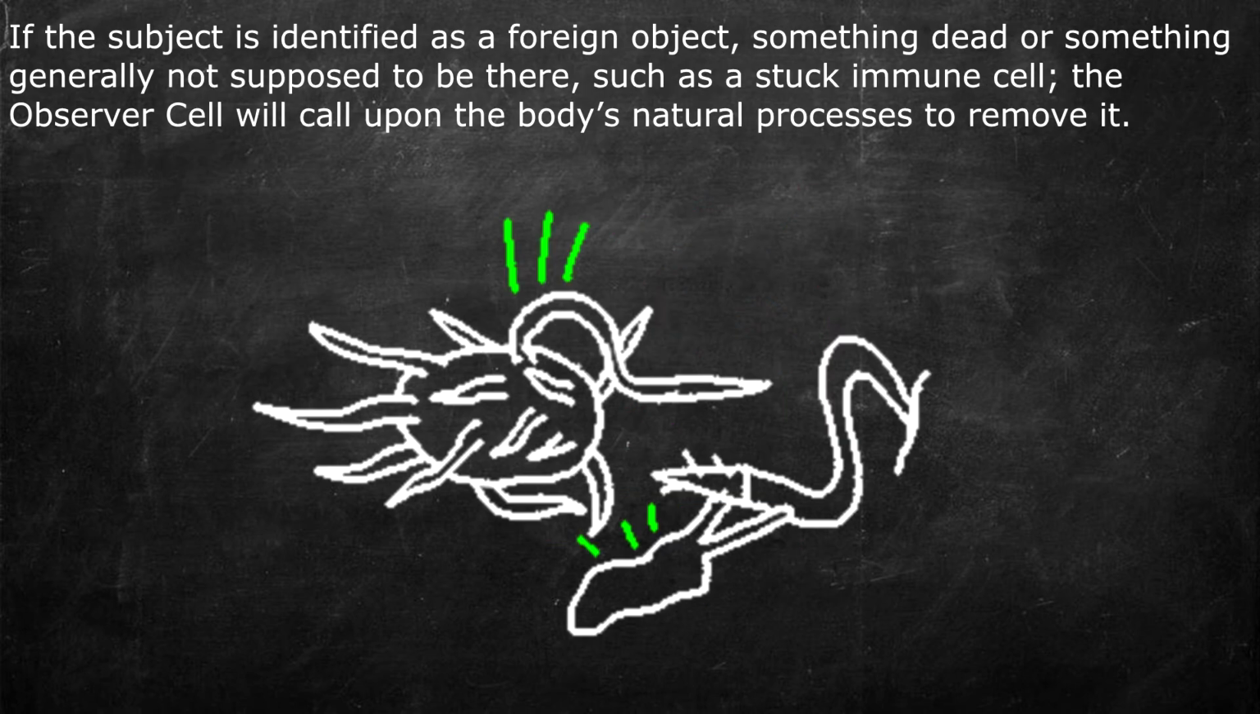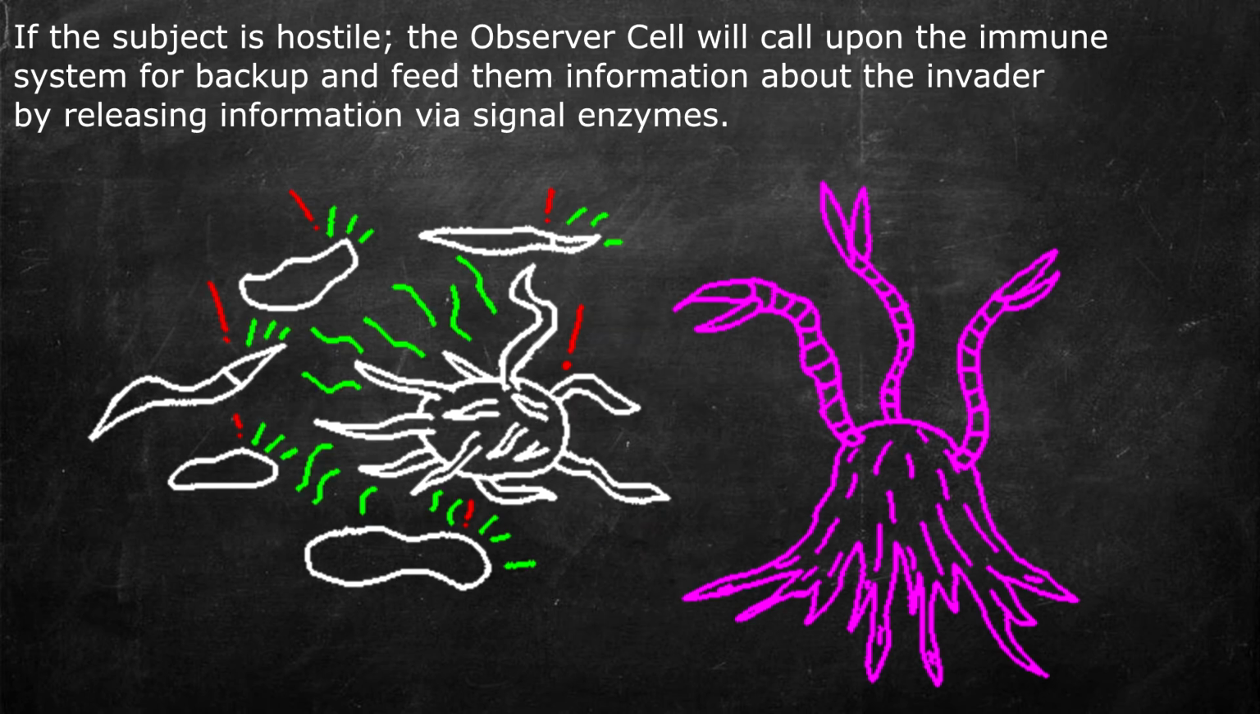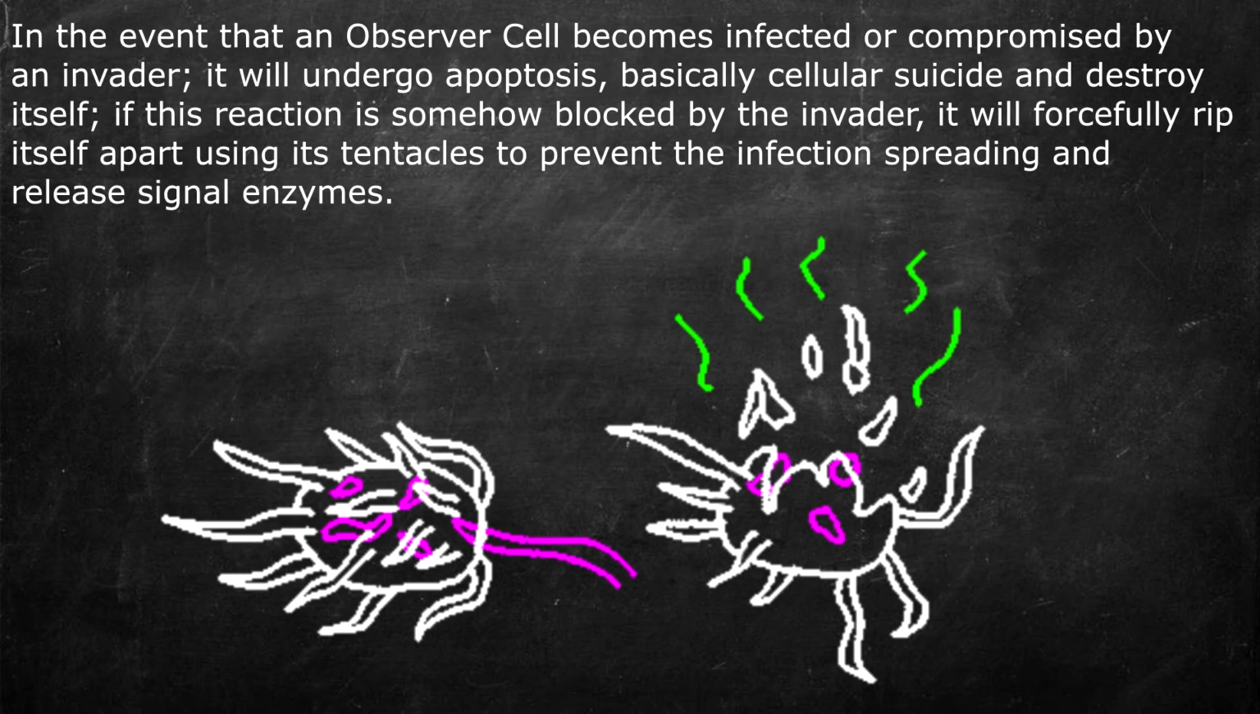If the subject is identified as a foreign object, something dead or something generally not supposed to be where it is, such as a stuck immune cell, the observer cell will call upon the body's natural processes to remove it. If the subject is hostile, the observer cell will call upon the immune system for backup and feed them information about the invader by releasing information via signal enzymes.